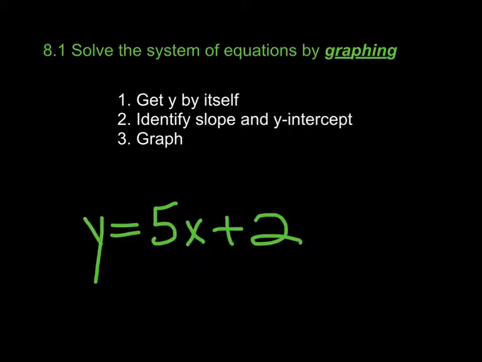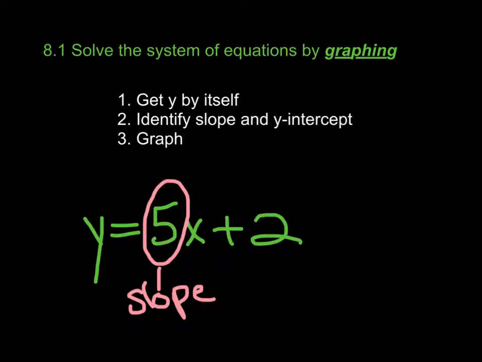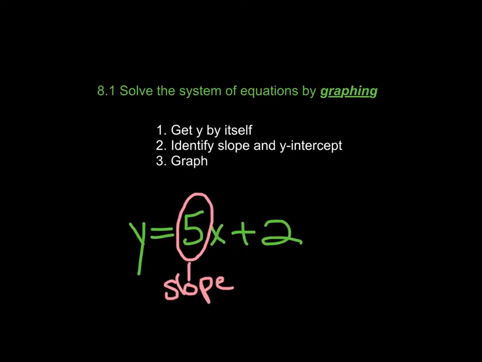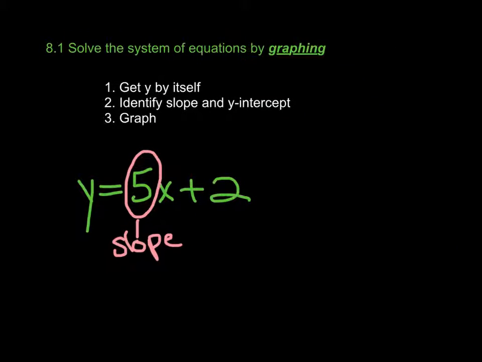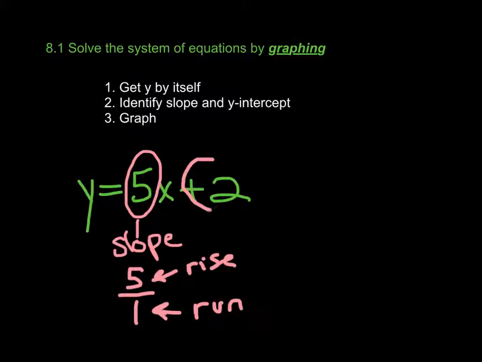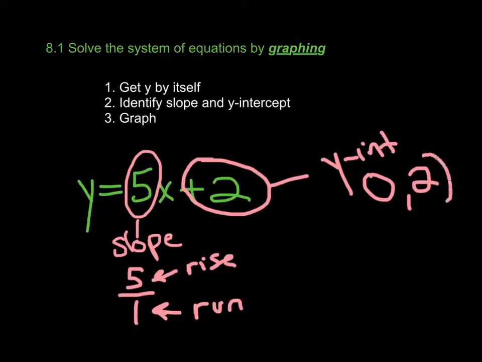When y is by itself, we know that the number in front of x is the slope, which is rise over run. So we can think of that as 5 over 1. This is the rise. This is the run. And the other thing that we can tell is that the 2 represents part of our y-intercept, and that the y-intercept would be 0, 2.